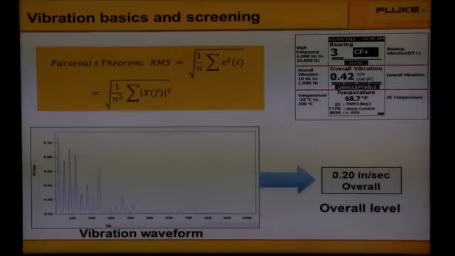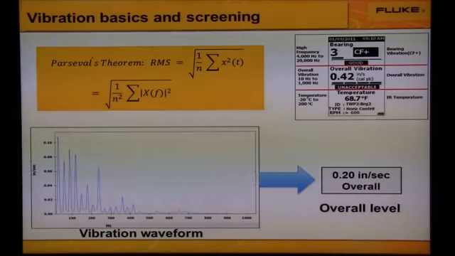From the display in the upper right, we see that the Fluke 805 vibration meter takes three measurements: high frequency, overall vibration, and temperature.